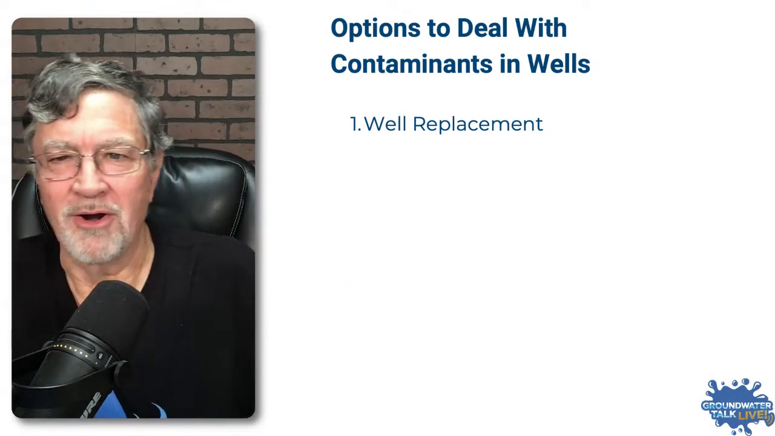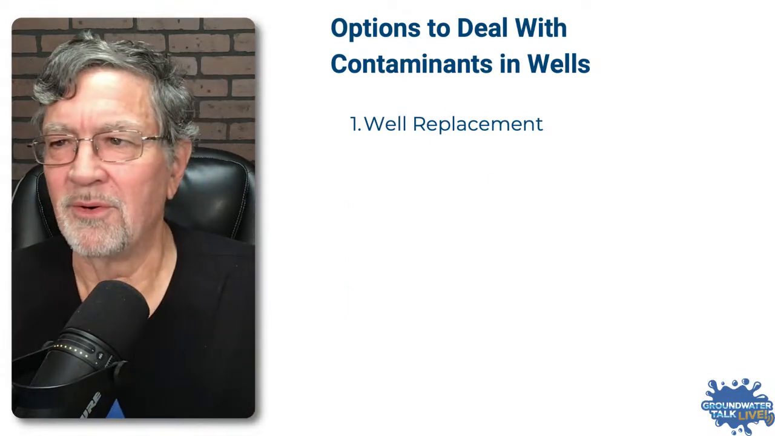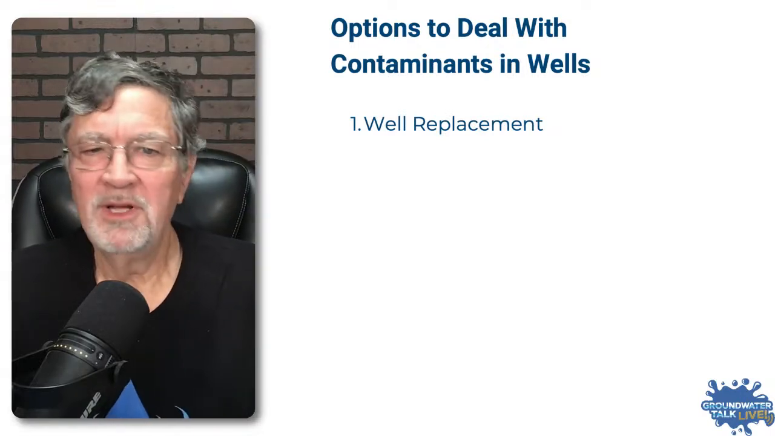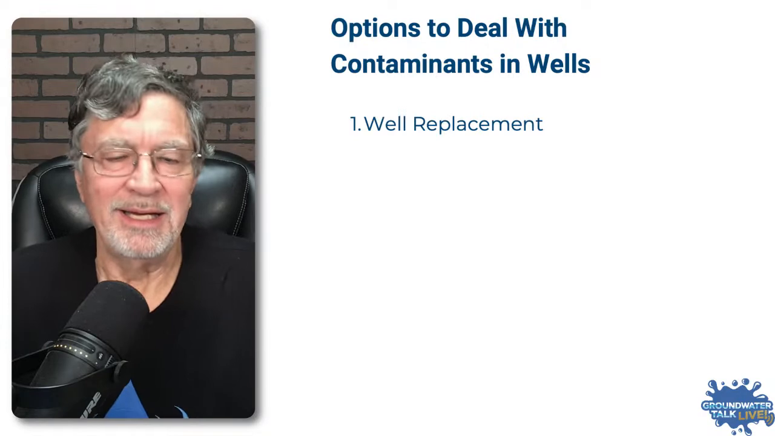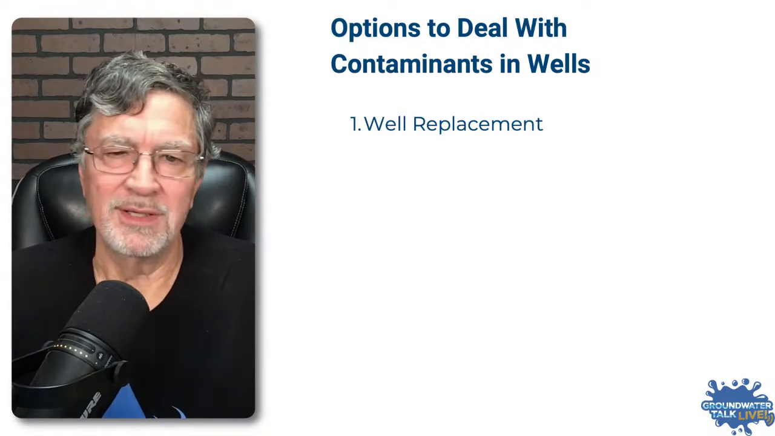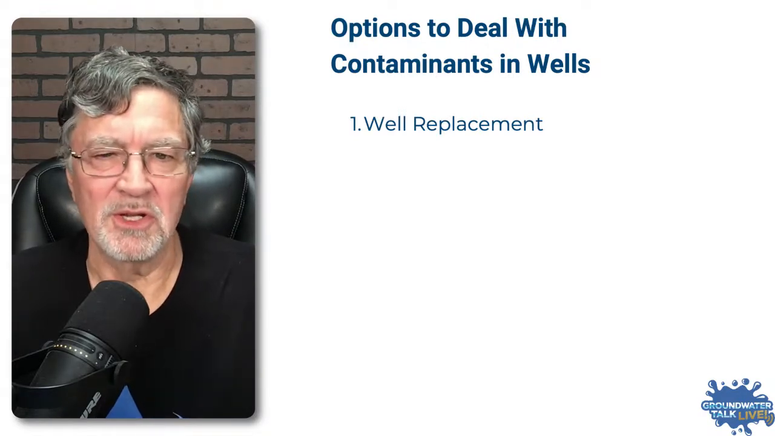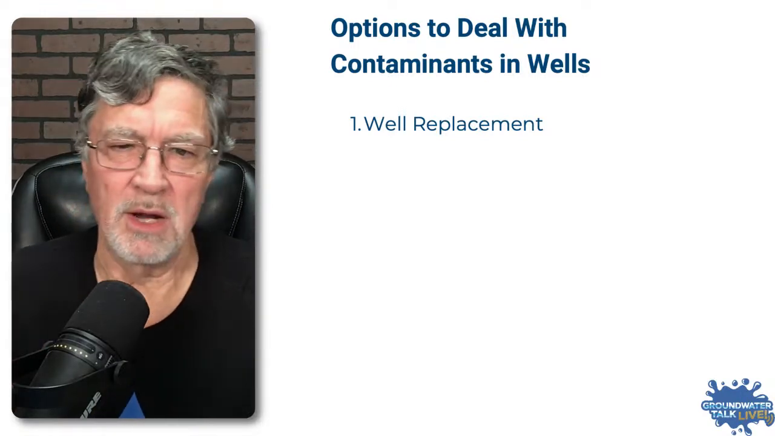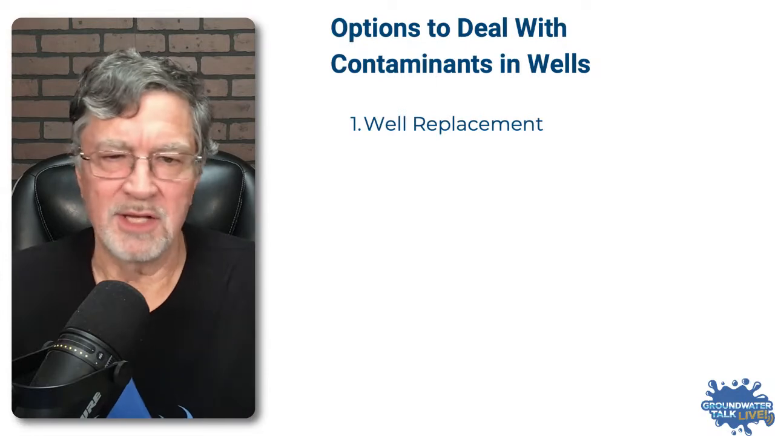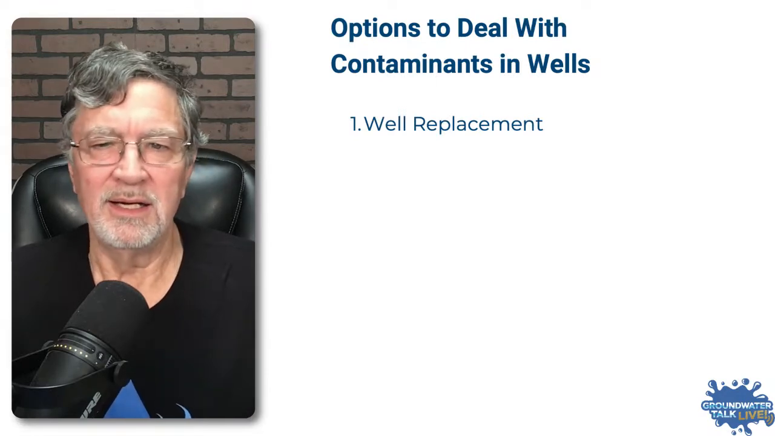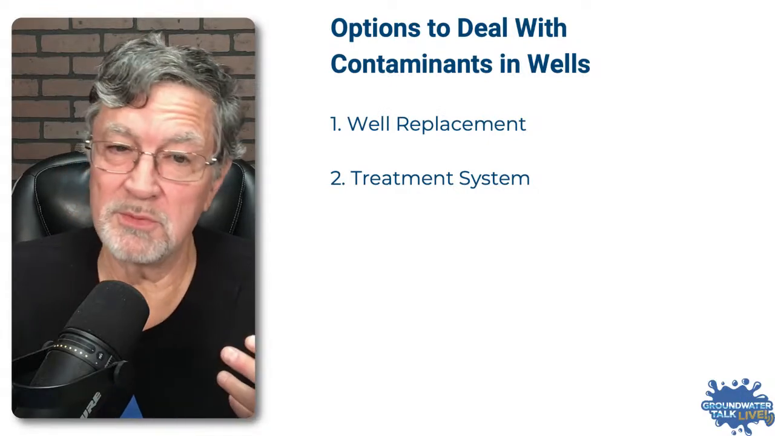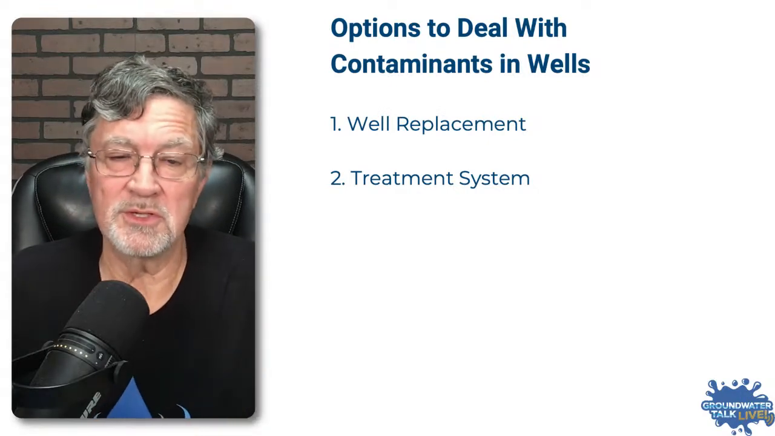All right, so our options to deal with contaminants in wells: number one, go out and replace the well, and that's going to involve abandoning the existing well and putting in a new well somewhere else to replace that water supply. So that's number one. Number two is a treatment system, and this is the one that most people think of.